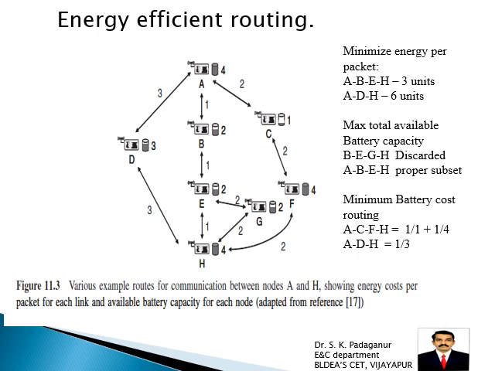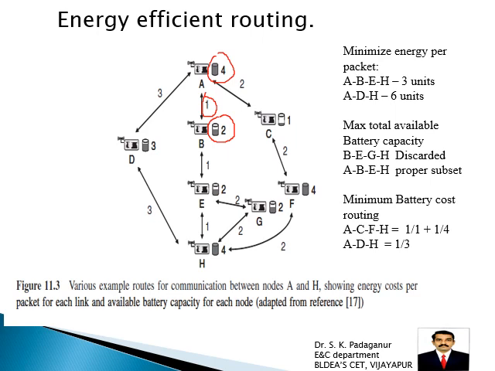So I will just explain the cost. The cost is the distance between A and B, and the capacity of A is this much and the capacity of B is this much. So we have to look not only at the link energy cost or distance, but also at the battery capacity per node. Here we have to study how to minimize energy per packet.